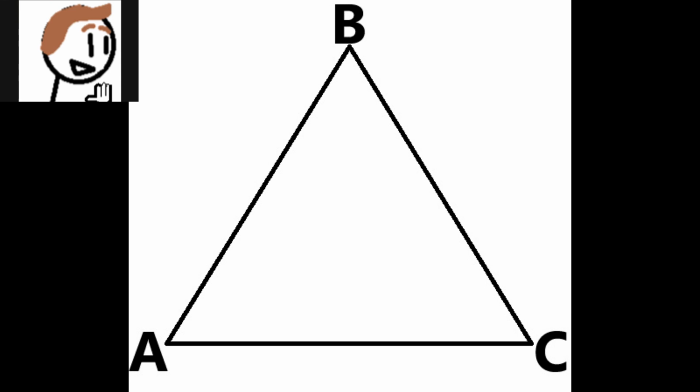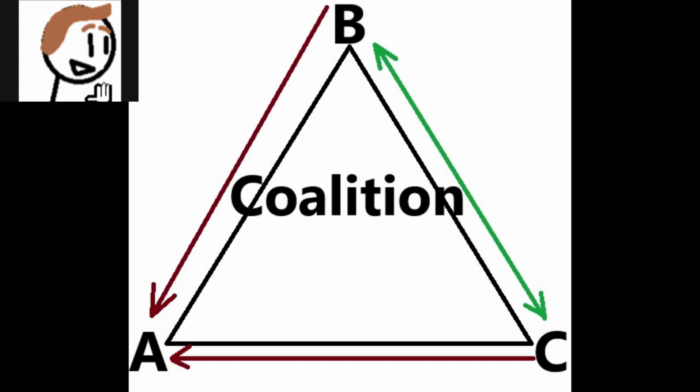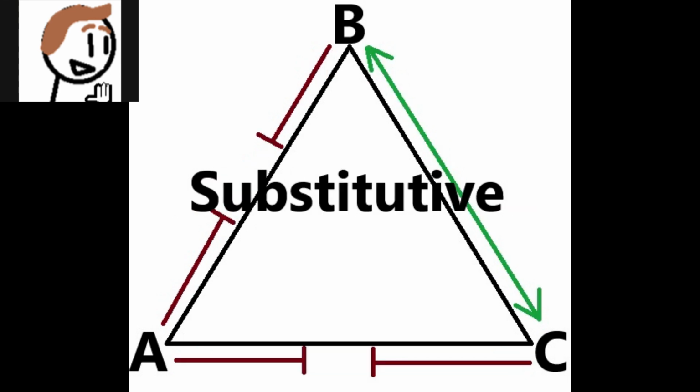Our roles and interactions fall under several types of relationship triangles. The best thing is to have differentiation, where you work on problems with another person without the use of a third party. A coalition triangle is when you or the other person use the third party to attack each other. The displacement triangle is when both people attack the third party. The final triangle is the substitutive triangle. Rather than strengthening your relationship with the other person, you or that person grow close to the third party.